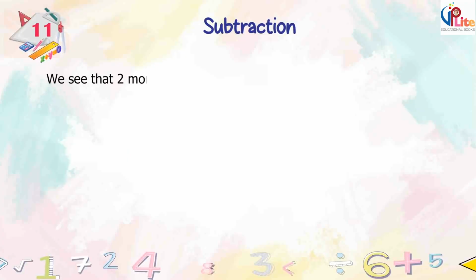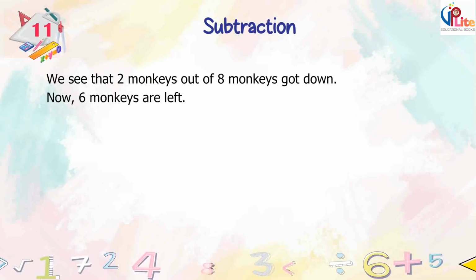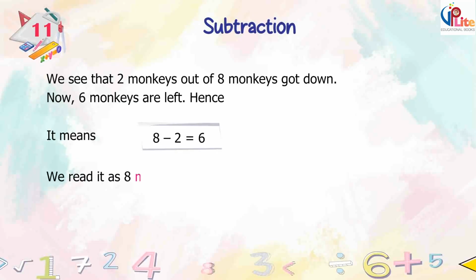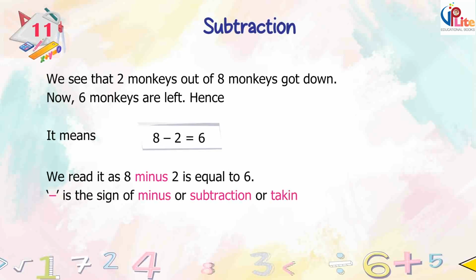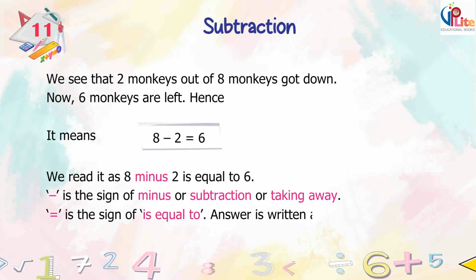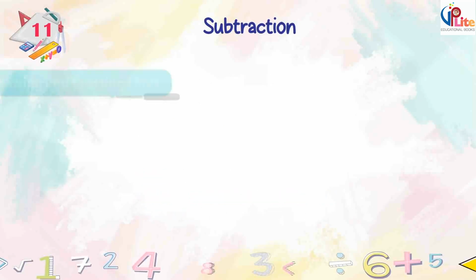We see that 2 monkeys out of 8 monkeys got down. Now, 6 monkeys are left. Hence, it means 8 minus 2 is equal to 6. We read it as 8 minus 2 is equal to 6. This is the sign of minus or subtraction or taking away. This is the sign of is equal to. Answer is written after this sign.